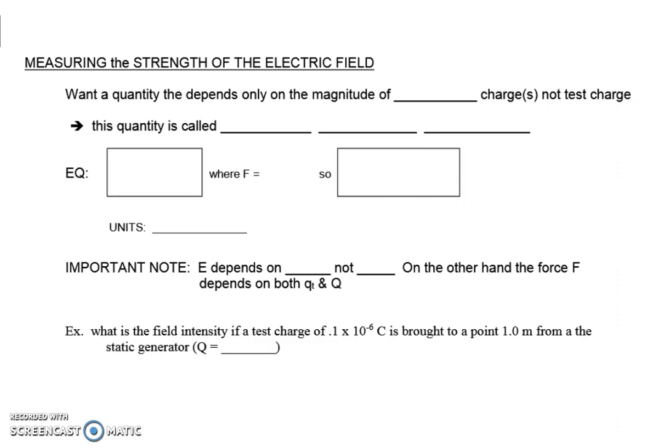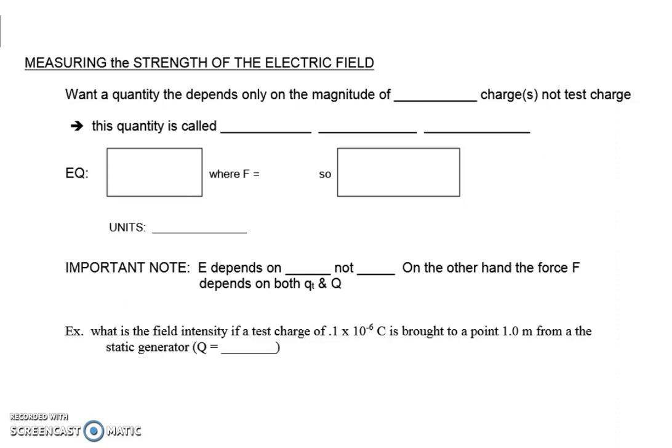All right? So what we want to do is define something called the strength of the electric field. This is not the same as force. Let me get that right out there. Force is the push or pull due to two charges. We're coming up with a quantity that depends only on the source of the field. Okay, so there's a subtle difference there, but it's very important.